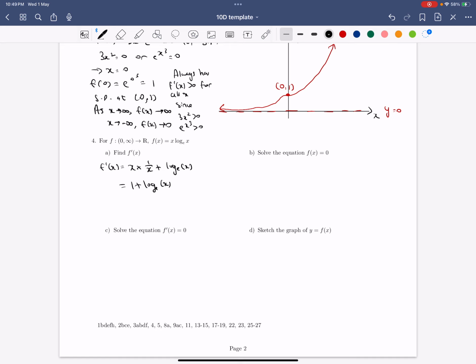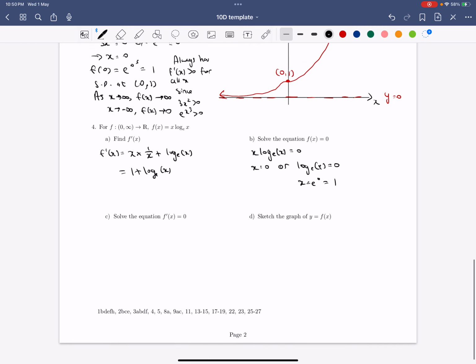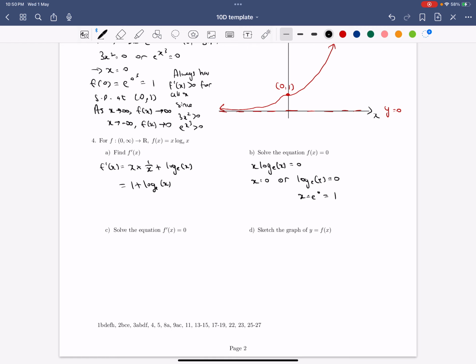Now, part B wants you to solve the equation f of x equals 0. So that's the original equation. So we want to solve x log e of x equals 0. So null factor law, either x equals 0 or log e of x equals 0. So if log e of x equals 0, that means that x has to equal e to the 0 using your log laws, which is 1. All right, so x is either 0 or 1.